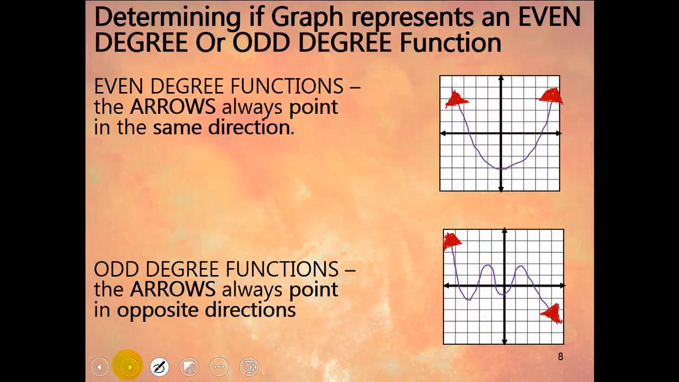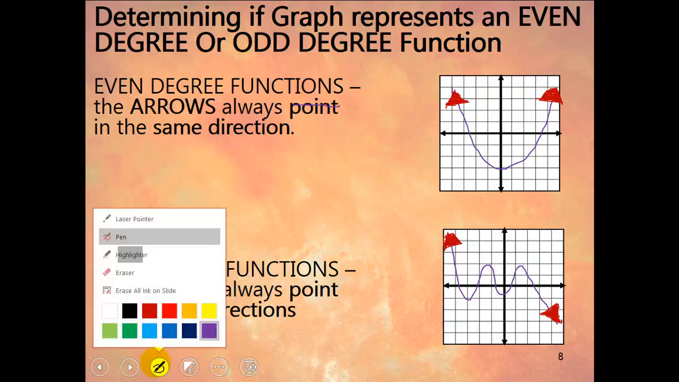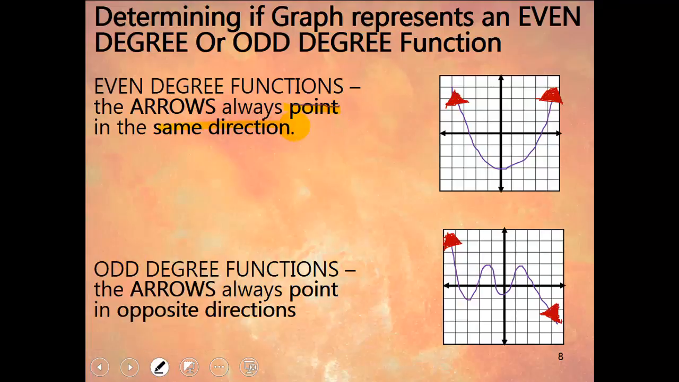All right, so the way you tell if a graph represents an even degree function or an odd degree function is by the arrows. If they point in the same direction, then it's an even degree function. It's going to be like a degree 2, a degree 4, a degree 6, okay? That'll be the highest degree exponent. If they go off in opposite directions, that means you have an odd degree function, okay? So for odd degrees, the arrows point in opposite directions.